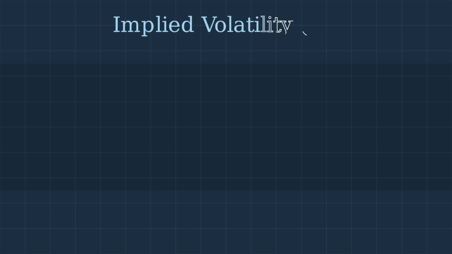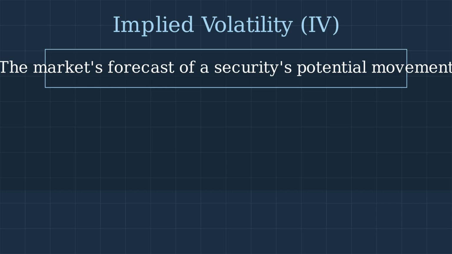Implied volatility, often abbreviated as IV, is a key concept that sets options trading apart from other forms of market analysis. At its core, implied volatility represents the market's forecast of a security's potential price movement.